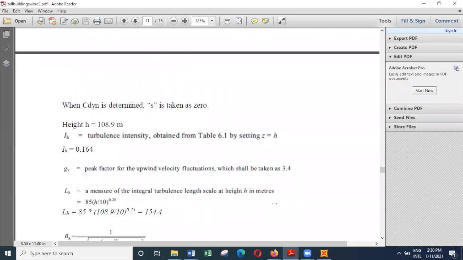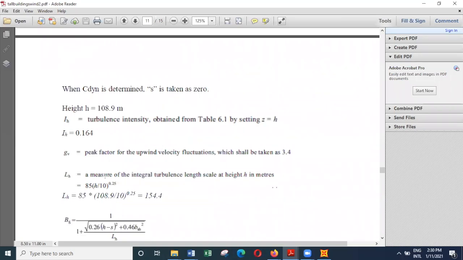And GV is a peak factor, and that is to relate the average effects to the maximum effects. That factor is considered as 3.4, and it's a fixed parameter. And then there is the turbulence length, which they obtain with wind tunnel testing, and that is given by 85 times h over 10 to the power 0.25. Our height is 108.9, so you get 154.4.